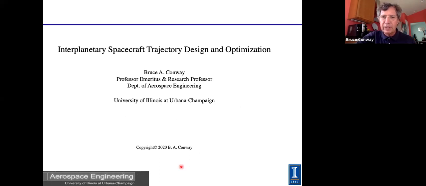Let's see, it doesn't want to go to the next page. Why is that?